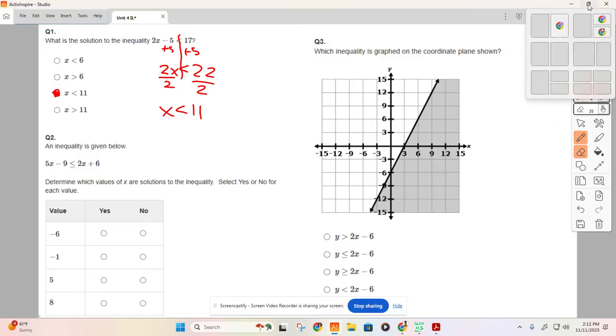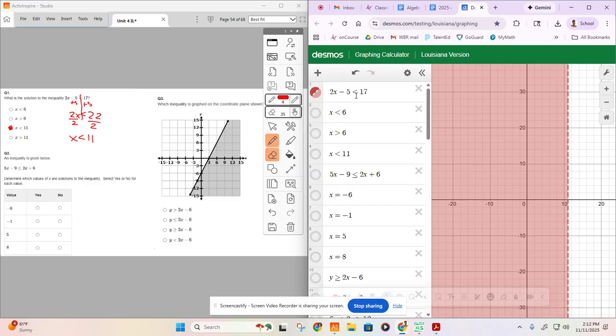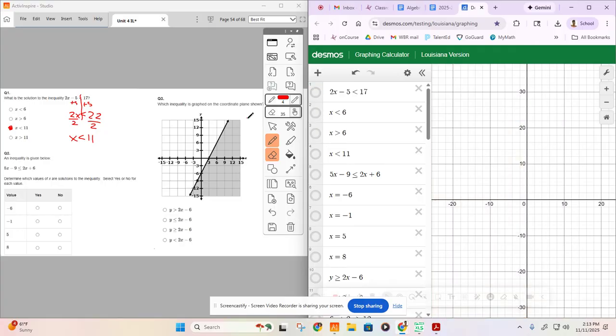All right, but if you go to Desmos on this one, 2x minus 5 is less than 17. Type in that inequality. Then look at your answer choices. Is this the same? X is less than 6? No. Is x is greater than 6 the same graph? No. Is x is less than 11? It is the exact same graph, so I know it's correct. So even if you don't know how to get that variable isolated, you can still just look at Desmos.